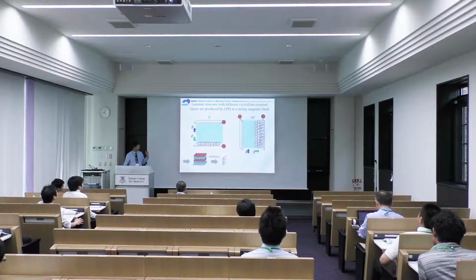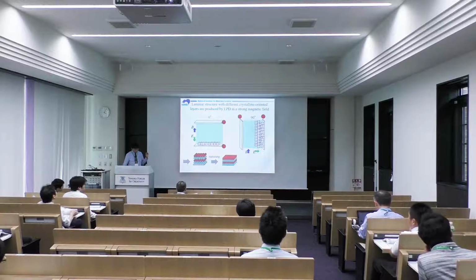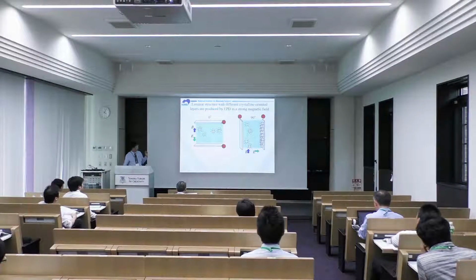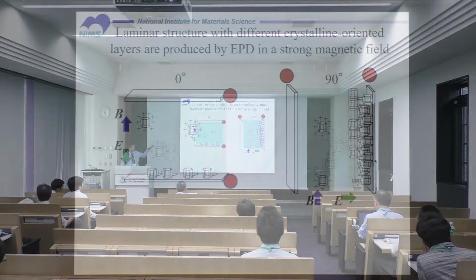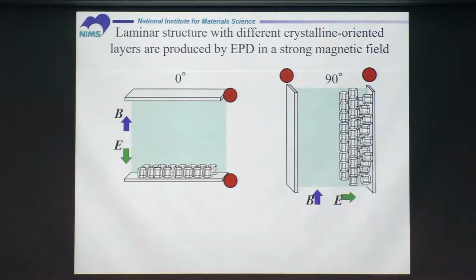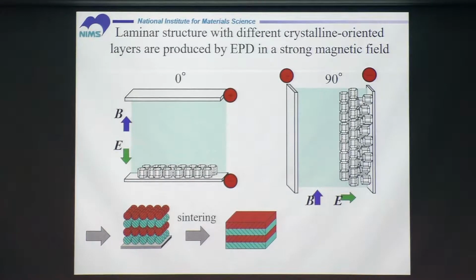By using this technique, we can make a laminar structure. The first layer is deposited like that. Then the second layer is deposited by changing the angle, and by repeating the angles of B and E, the magnetic field and electric field, we can make that kind of laminar, differently crystalline-oriented structure.